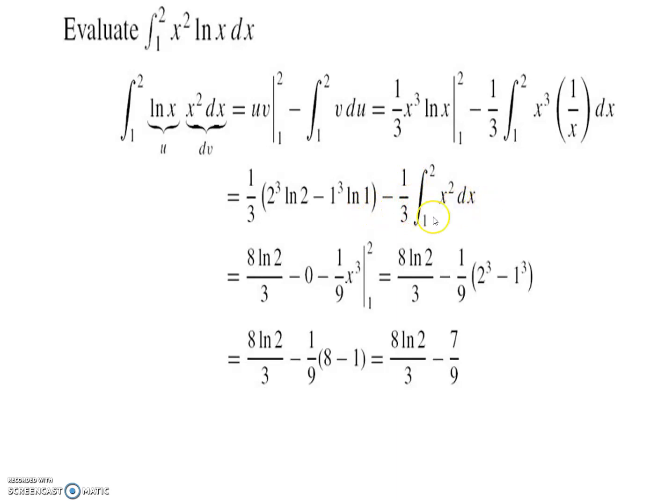Now x square dx, we have to find the integration of this function again. What is the integration of x square? Yes, it is x raised to n plus 1 upon n plus 1. That's why 8 ln 2 upon 3 minus 0, minus 1 upon 9 x raised to 3, lower limit 1 upper limit 2, is equal to 8 ln 2 upon 3 minus 1 upon 9 times 2 raised to 3 minus 1 raised to 3. Simplify: 8 ln 2 upon 3 minus 1 upon 9 into 8 minus 1, that is 8 ln 2 upon 3 minus 7 upon 9.